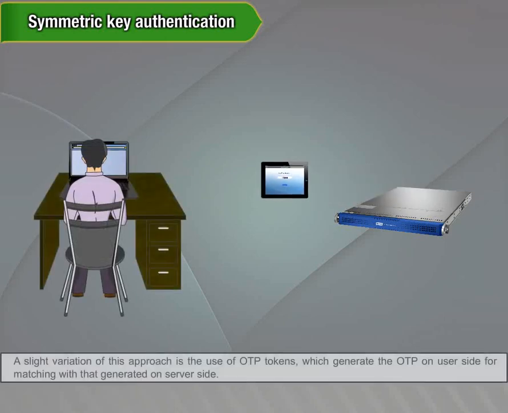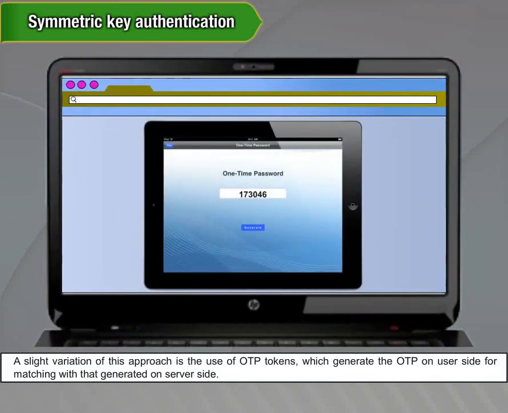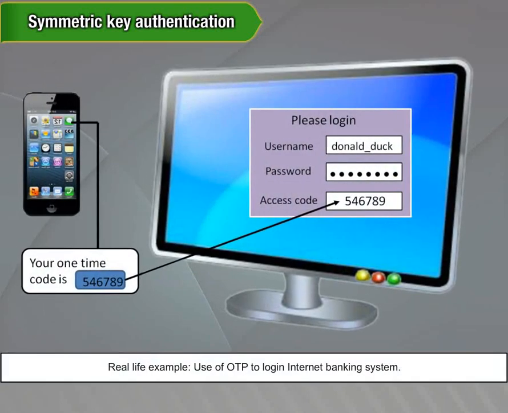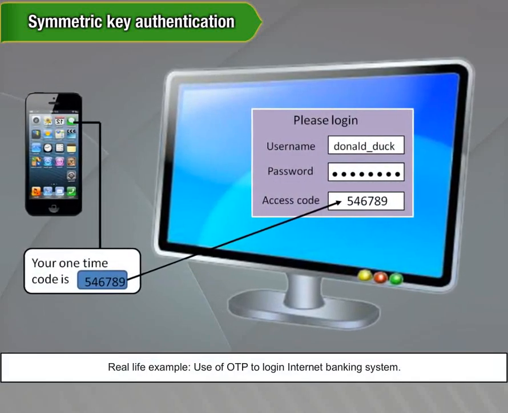A slight variation of this approach is the use of OTP tokens, which generate the OTP on user side for matching with that generated on server side. Real-life example: use of OTP to log in internet banking system.